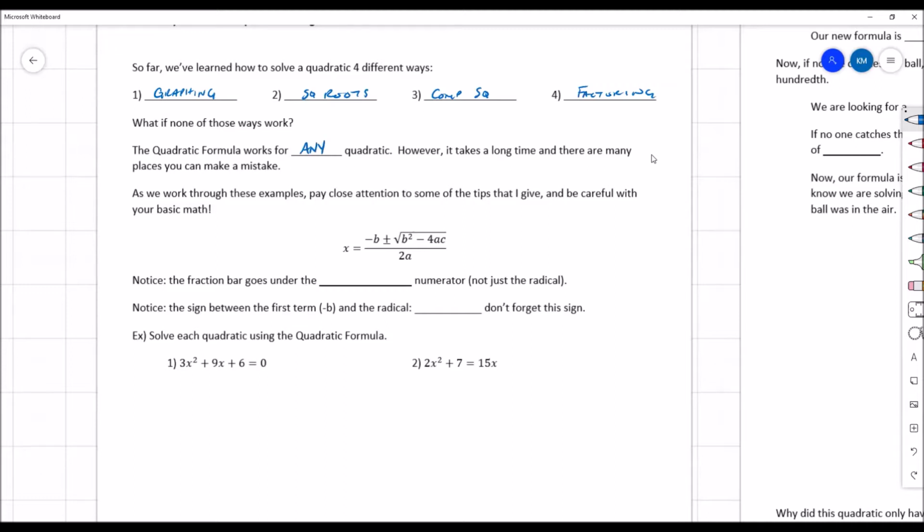Okay, however, it takes a long time, and there are many places where you can make a mistake. So, as we work through these examples, pay close attention to some of the tips that I give, and be careful with your basic math.